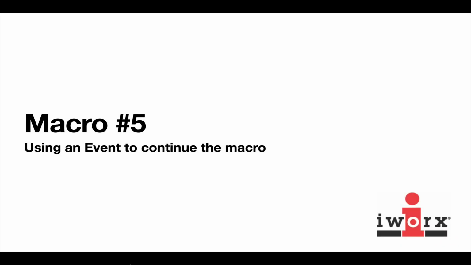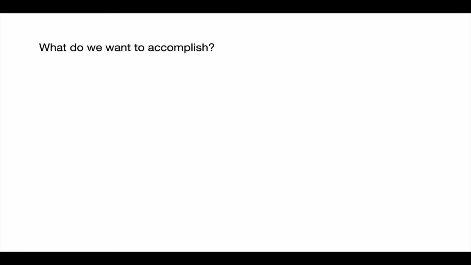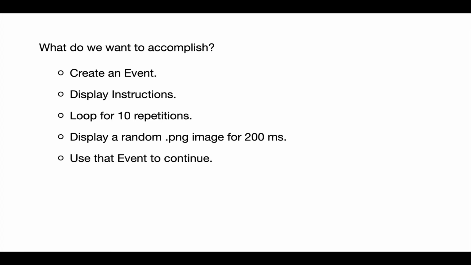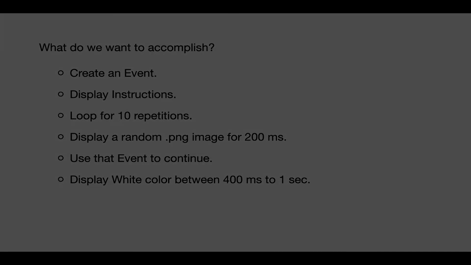Instead of using time, we can use an event to continue the recording. So what do we want to accomplish? We're going to create an event. Then in our macro, we'll display instructions, loop for the 10 repetitions, have an image displayed for 200 milliseconds, and then use that event to continue, and then display the color white between a duration.